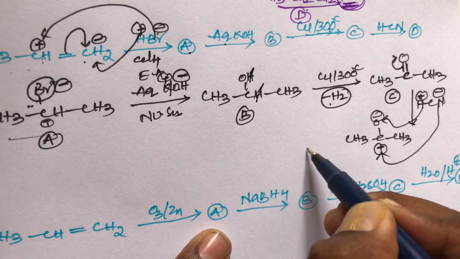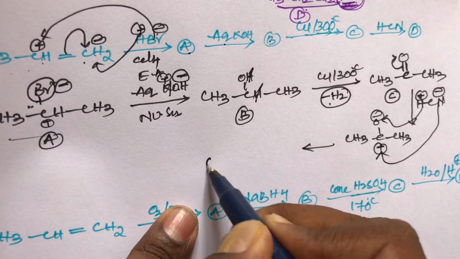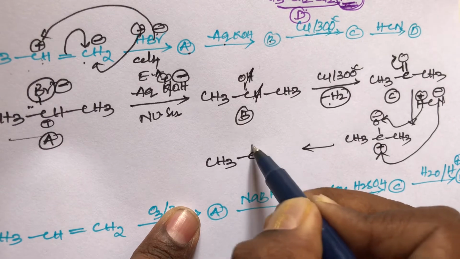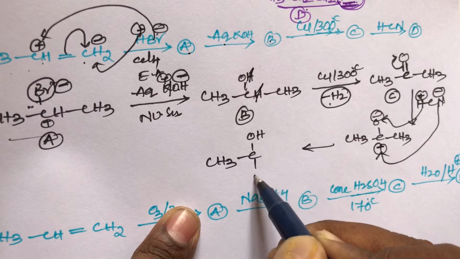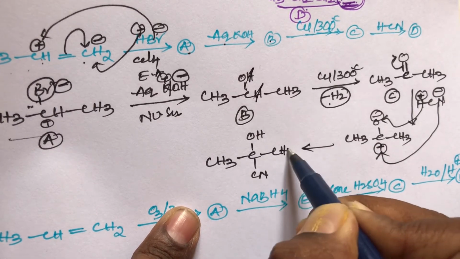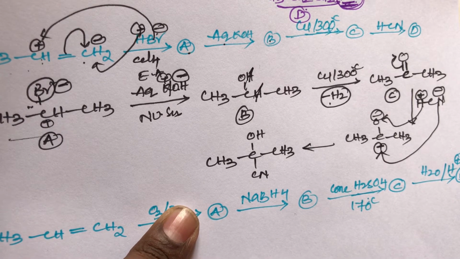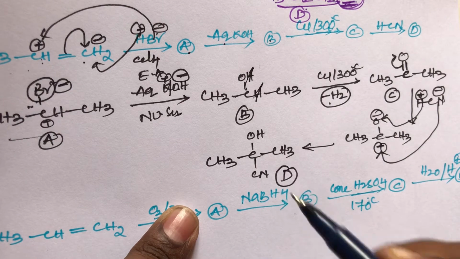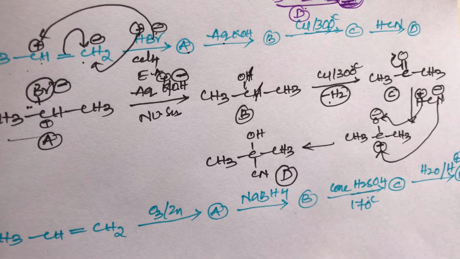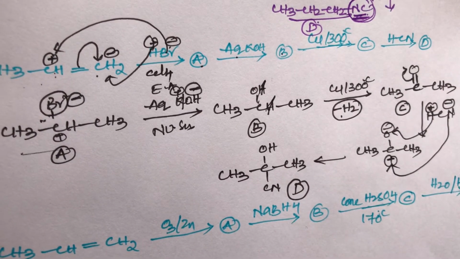We get the final product, what is the final product? CH3C(OH)(CN)CH3. Acetone cyanohydrin is formed. This is the D product, the final product. So this is the conversion of this question, the conversion of the third question, students.